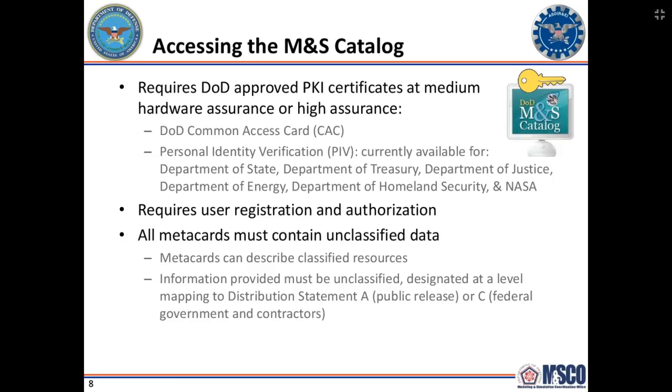It is important to understand as you use the catalog that all the information displayed within the catalog is unclassified. The data on the metacards, as we call the records, can describe classified materials or resources, but the text that describes the resource and any supporting files that are uploaded into the metacard record must be unclassified.